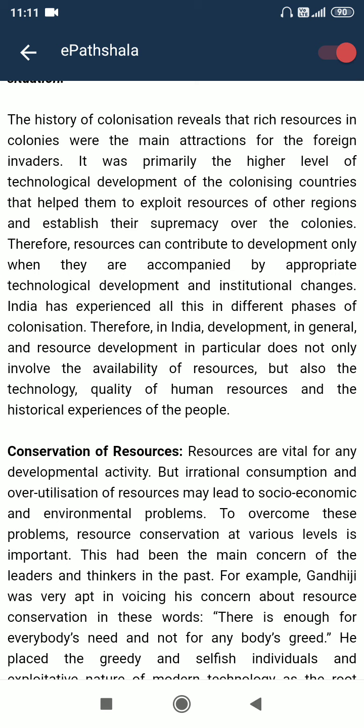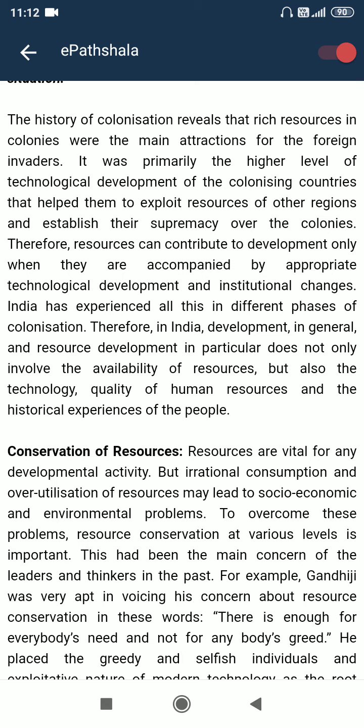The history of colonialization reveals that rich resources in colonies were the main attraction for the foreign invaders. It was primarily the higher level of technological development of the colonizing country that helped them to exploit resources of the other region and establish their supremacy over the colonies. Therefore, resources can contribute to development only when they are accompanied by appropriate technological development and institutional changes.